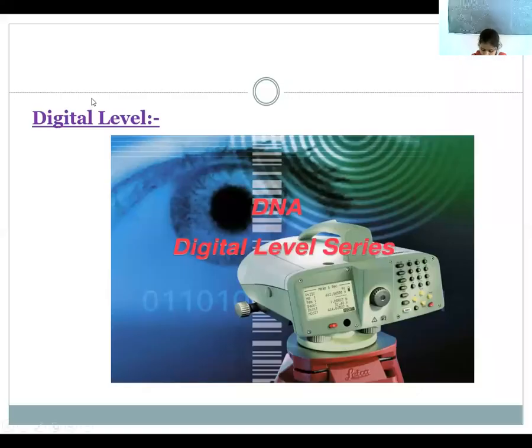In that, firstly we study the component parts of the digital level. The component parts of digital levels are the telescope with the focusing knob. Then in this figure we see the various component parts of the digital level. That is, the telescope with the focusing knob, then horizontal tangent screw, graduated circle, foot screw.